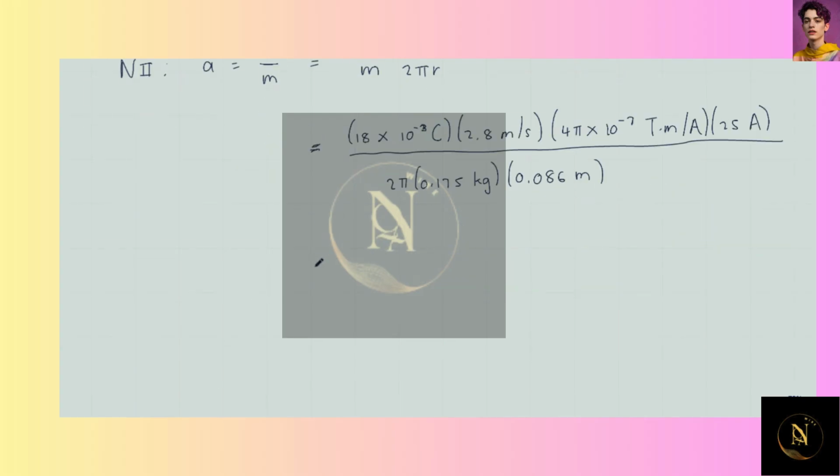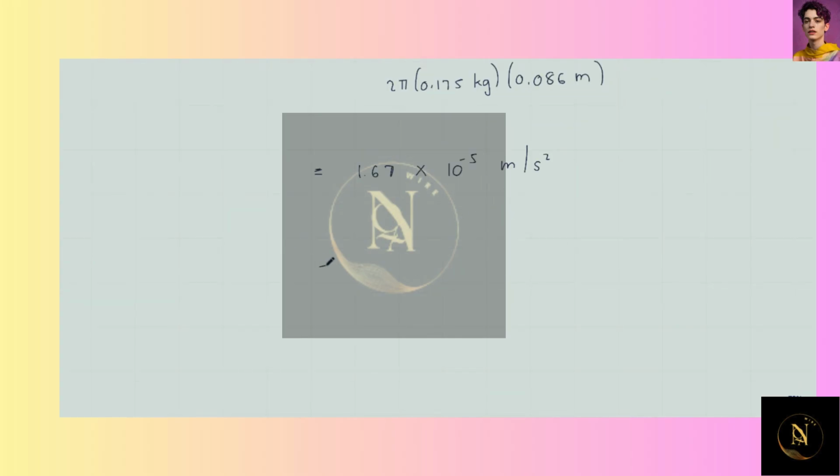So now if we calculate the acceleration that the plane really receives during this interaction, we get 1.67 times 10 to the minus 5 meters per square second. But we want to calculate this with respect to gravity. So this becomes 1.7 times 10 to the minus 6 times g, which is the acceleration due to gravity.